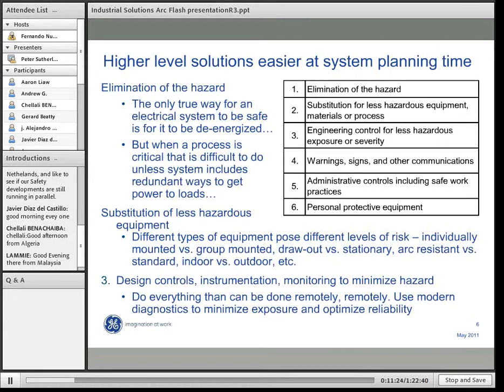And in some cases, there are redundant systems involved. For example, alternate feeds or double-ended substations that will allow you to completely isolate one piece of equipment while still running the process. And then you can also look at, as I said, less hazardous equipment that has a lower level of risk.